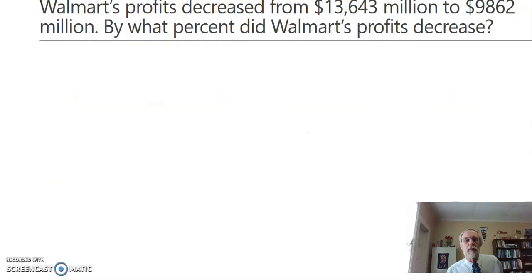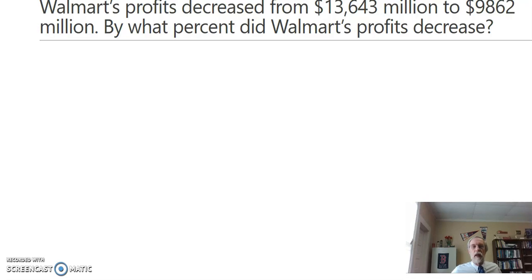Our third example, profits decreased from 13,643 to 9,862. By what percent did profits decrease? So again, we're just going to do the same two-step calculation. And in fact, I'll sit here and twiddle my thumbs for a minute while you go ahead and do it, just to prove to yourself that you can, right?